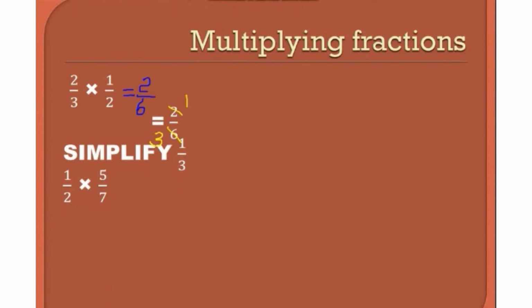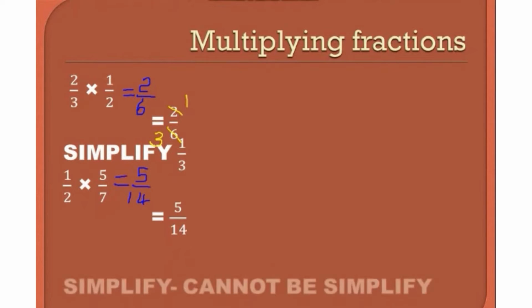1 over 2 times 5 over 7. 1 times 5 is equal to 5 and 2 times 7 is equal to 14. This fraction cannot be simplified any further.